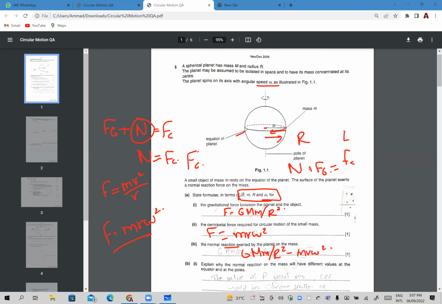Now, explain why the normal reaction on the mass will have different values at the equator and the poles. Why will the values of the normal reaction at the poles and the equator be different? Look at this equation, Hasan. Can you guess? If the object is on this point, let's say position A, or it's here on position B, why would the normal reaction force be different at these two points? The radius will be exactly the same, there's no difference in that. Wait a second. Look at the centripetal force. Will the centripetal force vary at the equator and the poles?